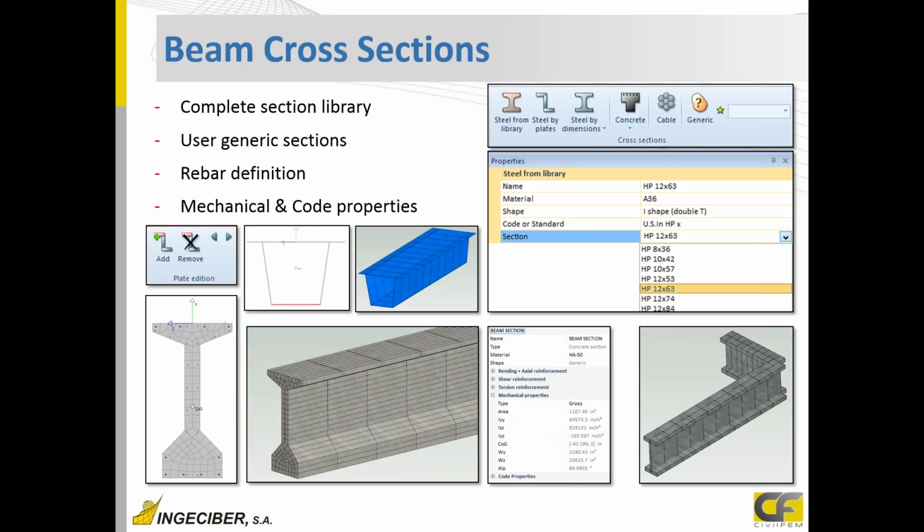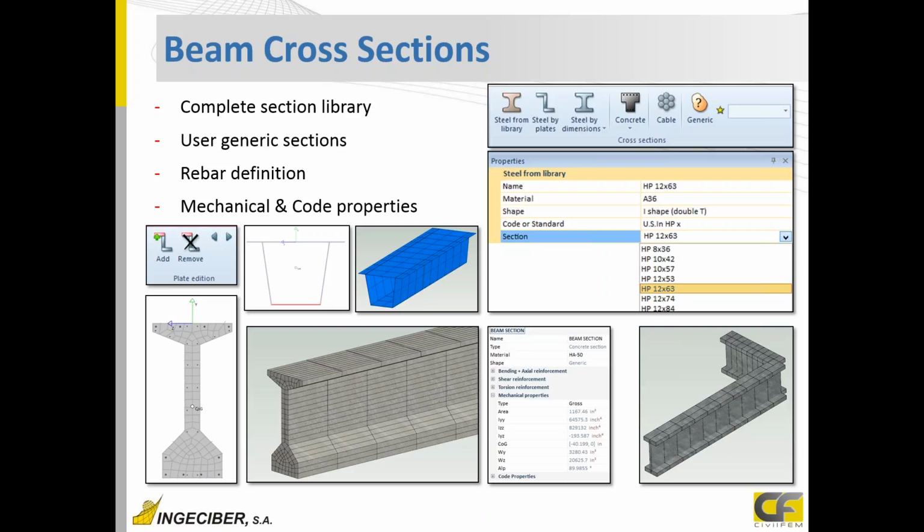Well, the next step will be to define cross sections. If we are using beam elements, we can define any cross section for steel and concrete. Okay, we can define them using our library, a complete library for hot roll shapes for the steel case, or setting the typical dimensions for concrete or for steel.